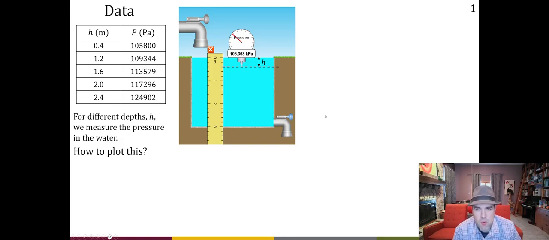Hello everyone, let me walk you through the lab activity for this week. We're going to be studying pressure in a fluid. What we're going to be doing here is trying to determine the density of the fluid that's in this tub here.